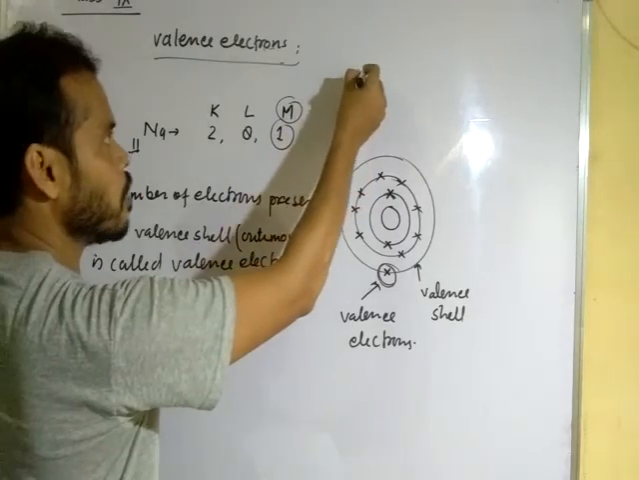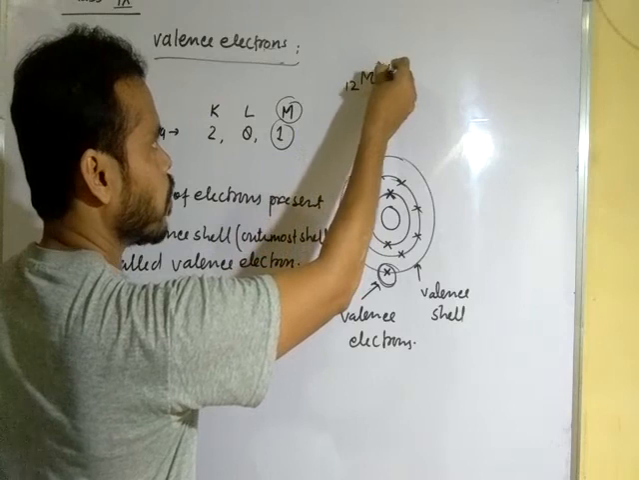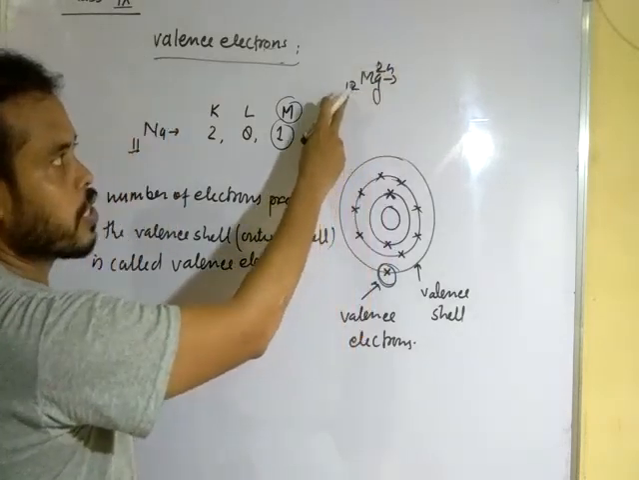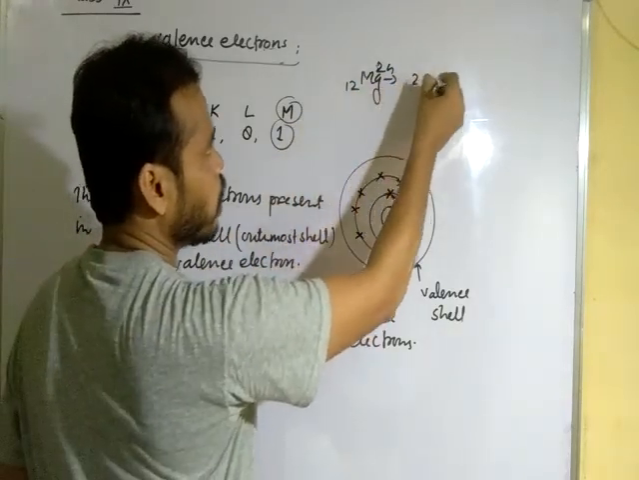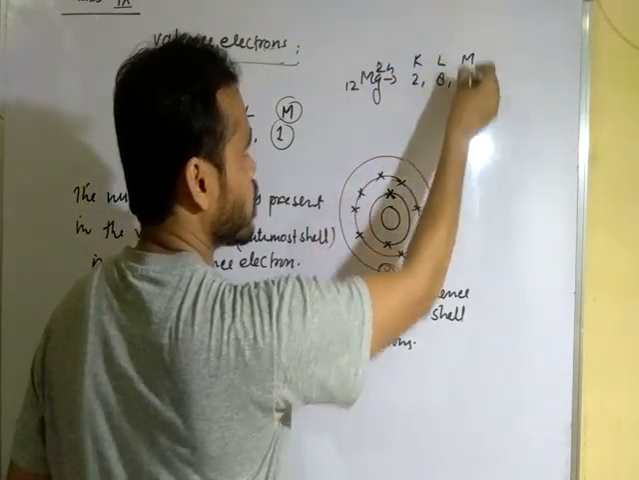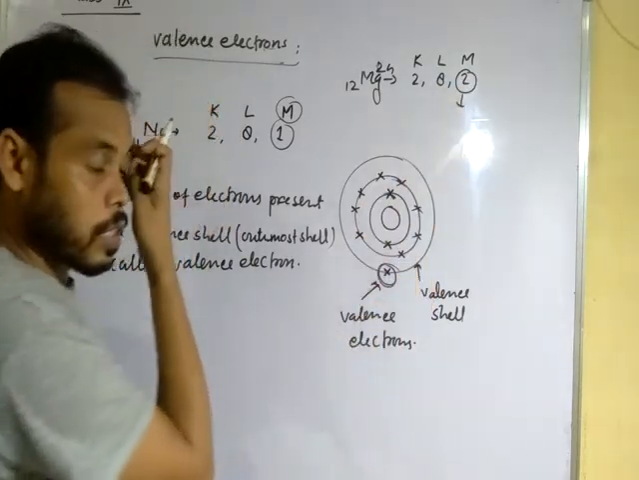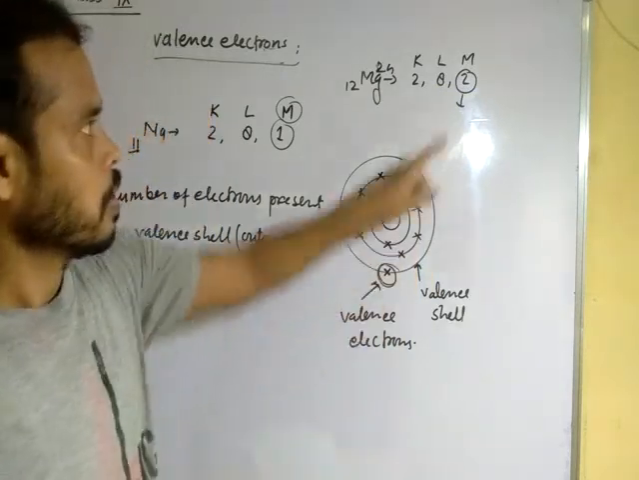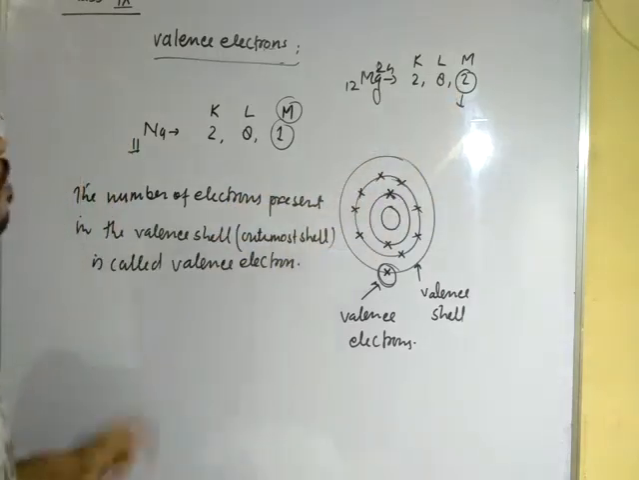In the case of magnesium, the atomic number is 12 and the mass number is 24, and we distribute the electrons in the shells. We find 2, 8 and 2 in K shell, L shell and M shell. There are 2 electrons in the outermost shell. So in the case of magnesium, the valence electron is equal to 2, according to this definition.